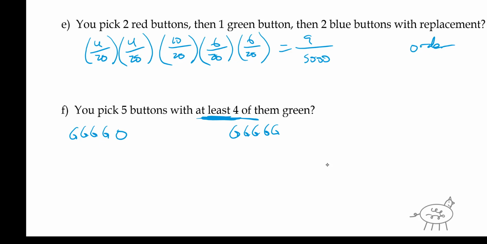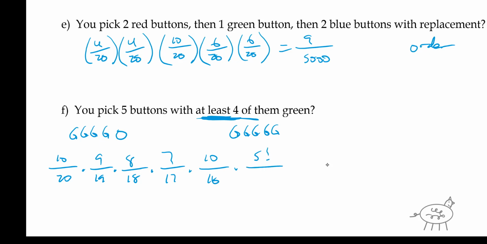So the probability of picking a green, it's without replacement as typical. So 10 over 20 times 9 over 19 times 8 over 18 times 7 over 17, and then other. Obviously there's red and there's blue, so there's 4 red and 6 blue. So it's 10 out of 16, and then times 5 factorial over 4 factorial, 1 factorial.